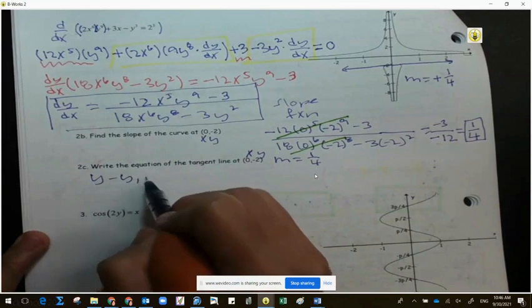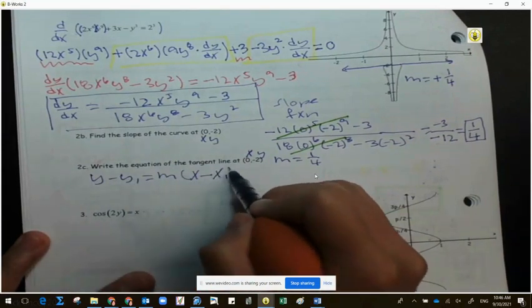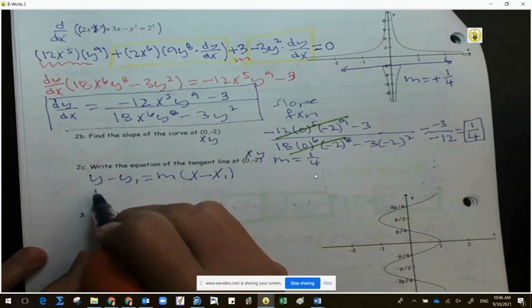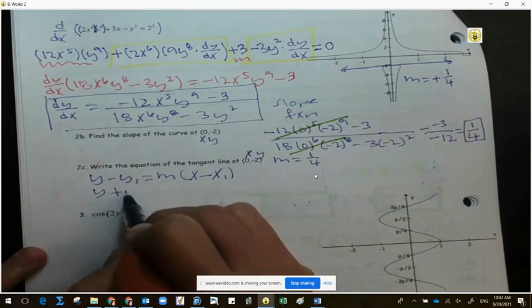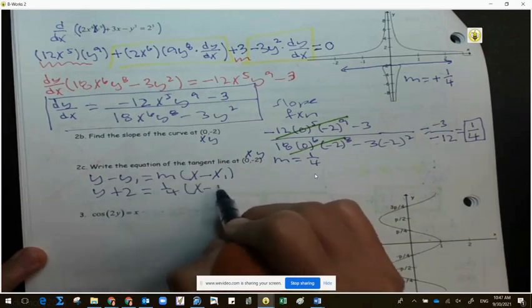y minus y1. This is going back to our algebra. m times x minus x1. Xavier, you're just crunching. Okay. You're writing though? So we have y minus the 2, that's going to be what? Plus 2 is equal to 1/4 times x minus 0.